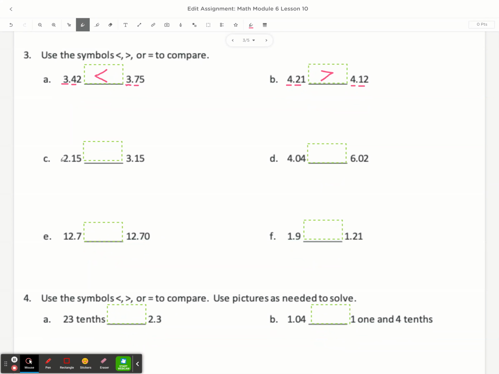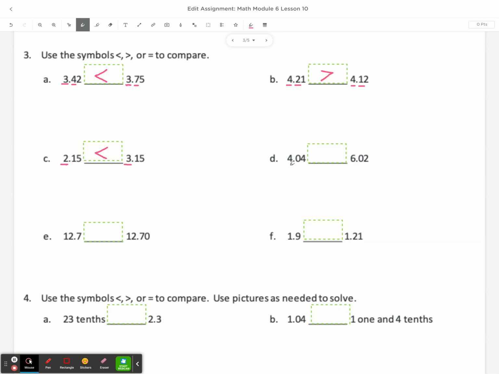So let's look at C. We have 2.15 versus 3.15. Again, we're going to start in the place value that is furthest to the left, so the ones place. So here we have 2 ones versus 3 ones, and we don't have to compare anymore because I can stop right there because I know that 3 is bigger than 2. So that means that it doesn't matter what comes after the decimal point. 3 is way bigger than 2.